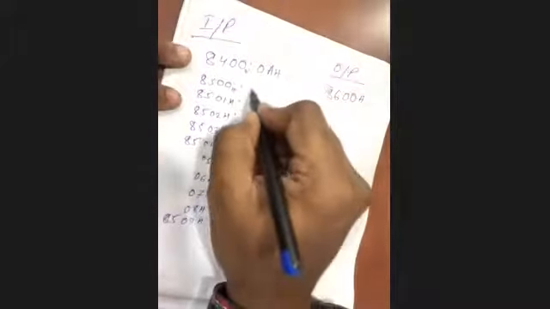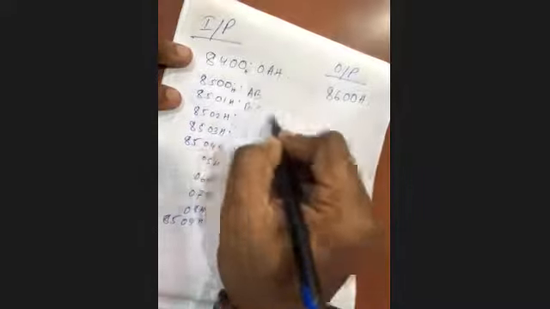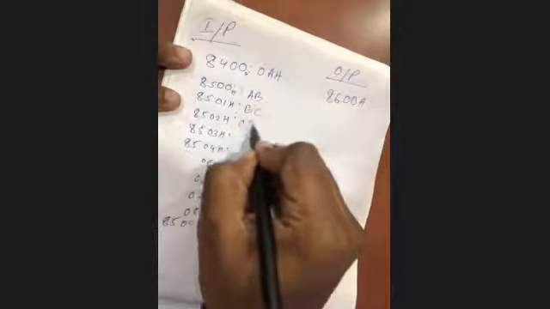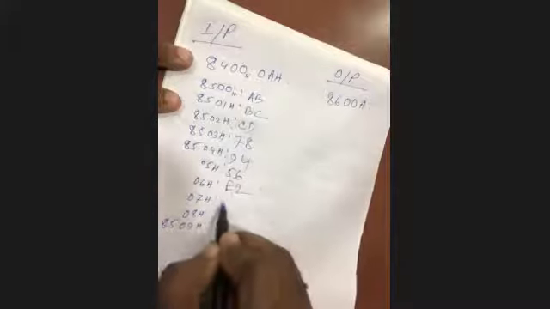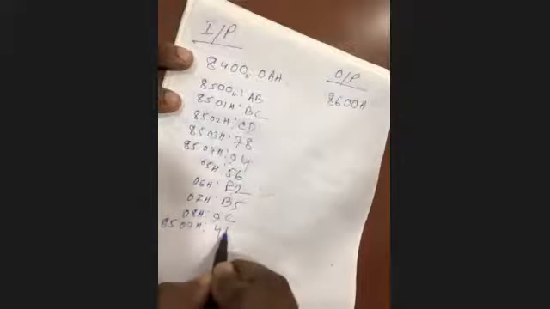Next, there is AB, BC, CD, 78, 94, 56, E2, B5, 9C, 4D. Which one is the highest number among these numbers? Sir, 4D. 4D is the highest number.